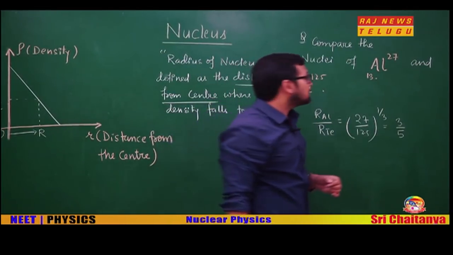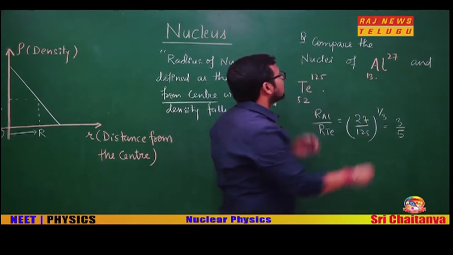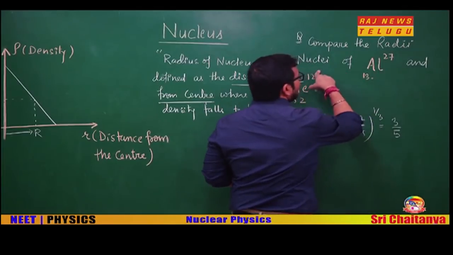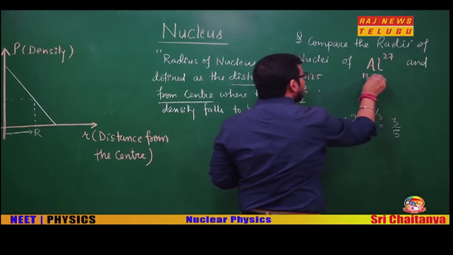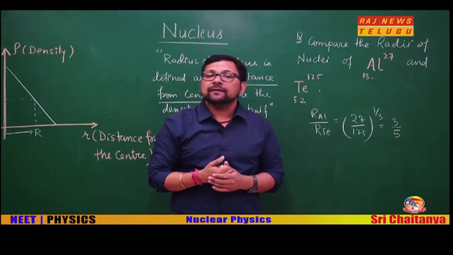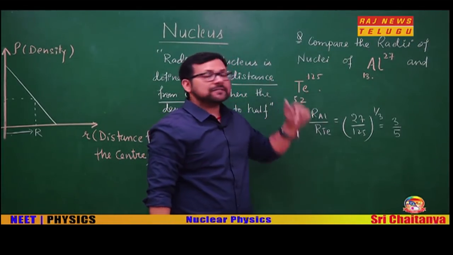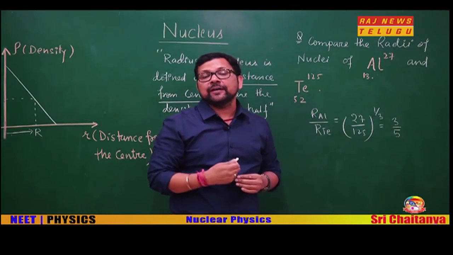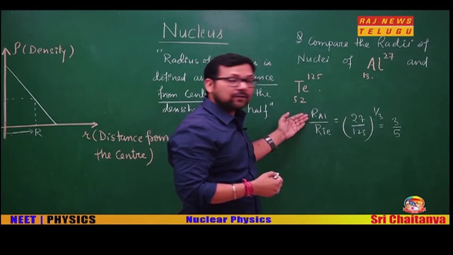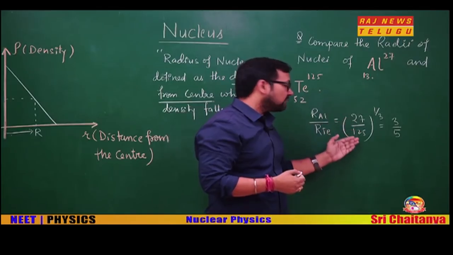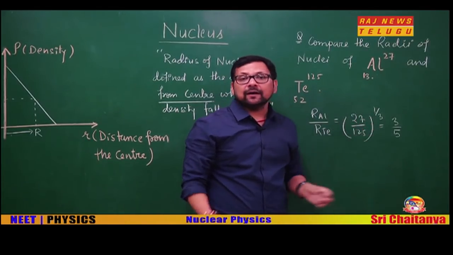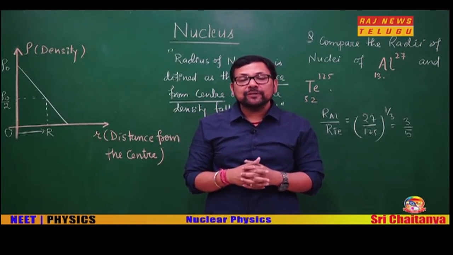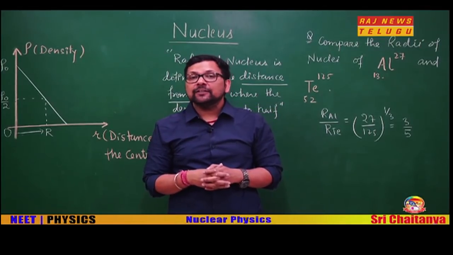If on this basis you see a numerical, we have to compare the radii of nuclei of Al and Te. What you have to compare? Radii, Al and Te. Clearly see the mass numbers 27 and 125. And what is the formula? Proportionality to A raised to power 1 by 3. R Al upon R Te, radius, 27 upon 125, power 1 by 3. Answer is 3:5.